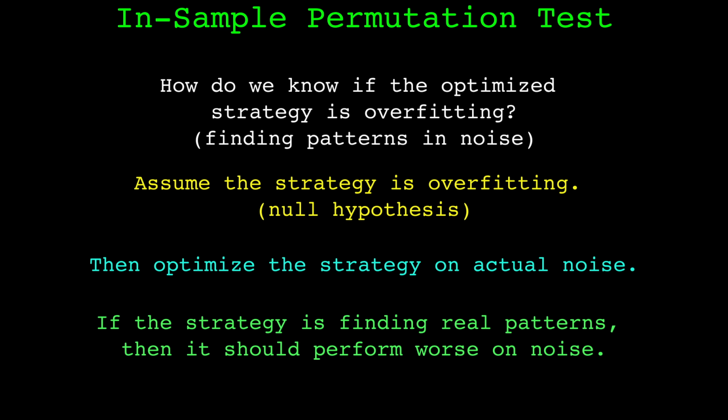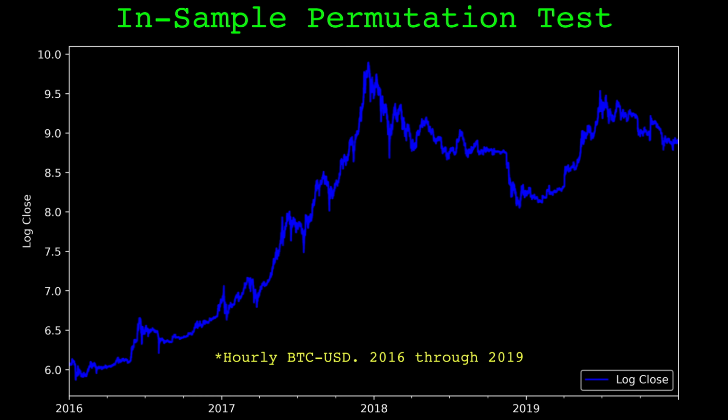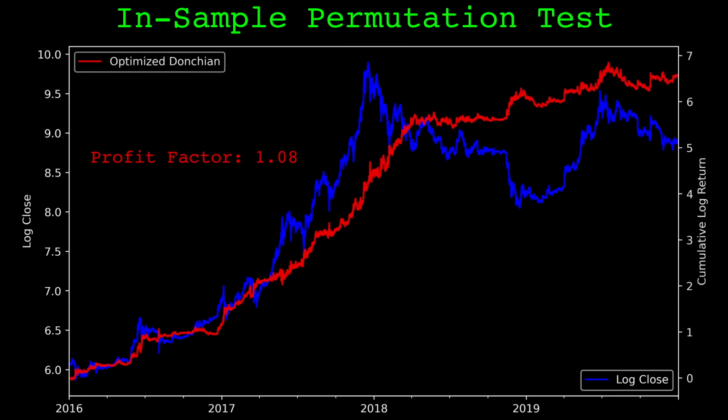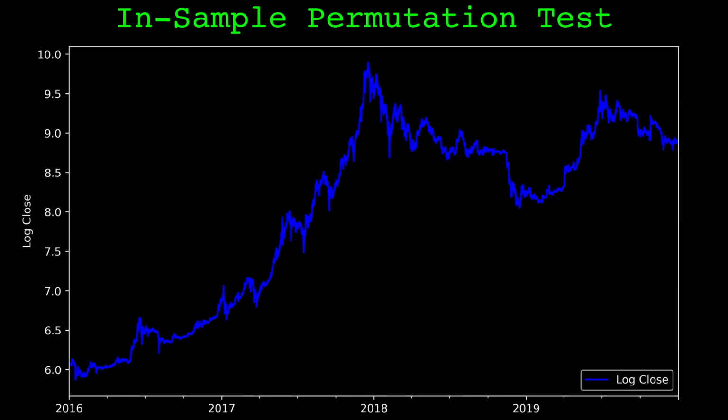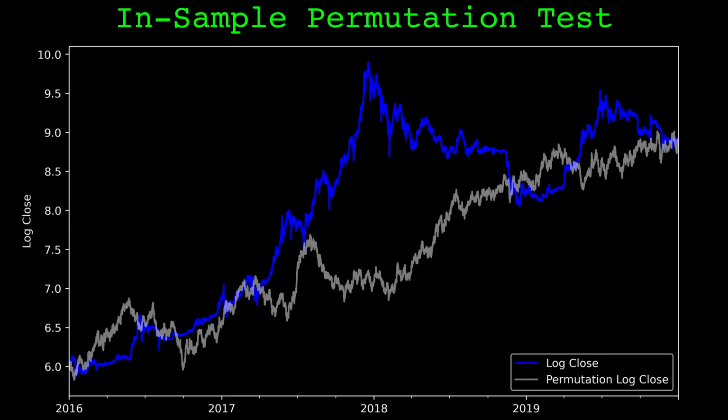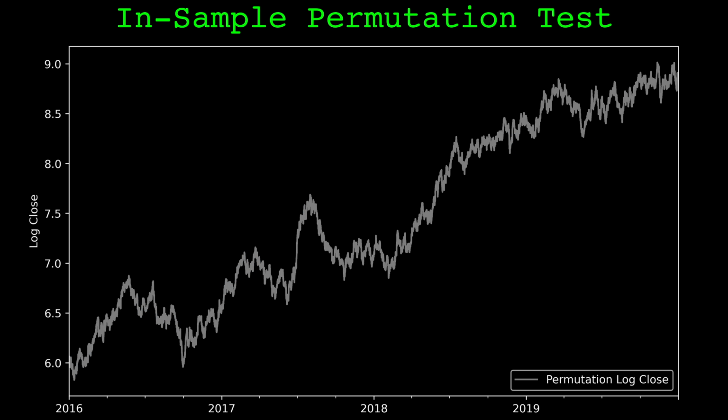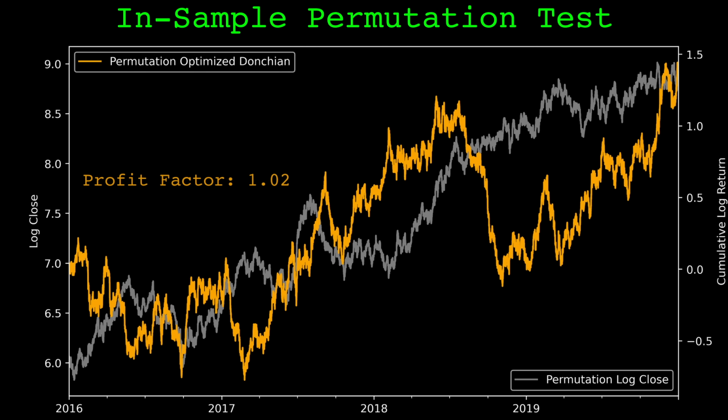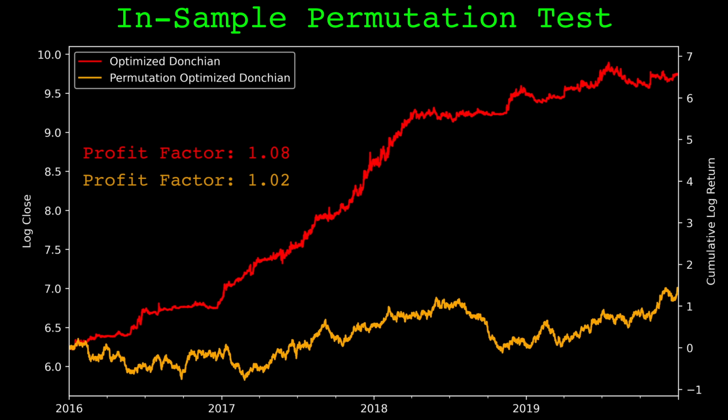So how does this test work? We optimized the Donchian breakout on these 4 years of price data, and our optimized strategy has a profit factor of 1.08. But if we create a random permutation of this data, we get something like this. In this random permutation, any legitimate patterns that existed in the real data are no longer present. The permutation is just noise with nearly identical statistical properties. If we optimize the Donchian breakout on this permuted data, we get a profit factor of 1.02.